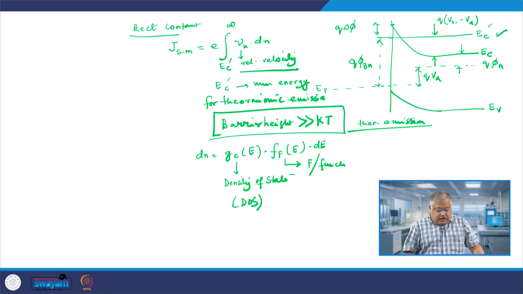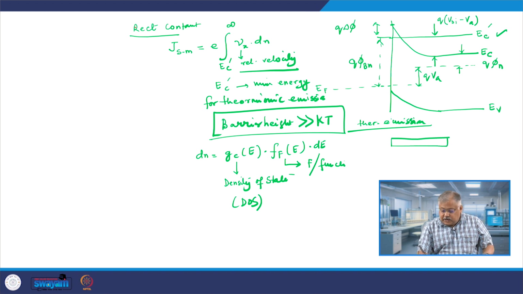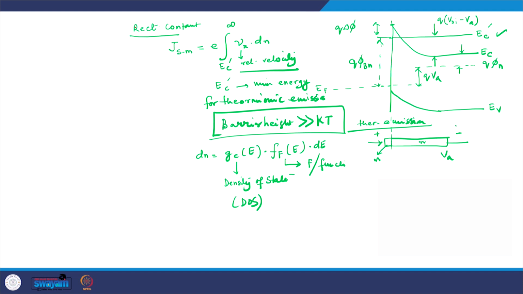Now, typically this is almost like a metal semiconductor interface, so I am just trying to put it together. This is my metal side, and I am sending a current from here. This is the metal and this is my N type semiconductor where I have applied a voltage VA on the semiconductor side. So, I have put a negative voltage here and a positive voltage here, that pushes the energy band diagram on the right hand side much below.